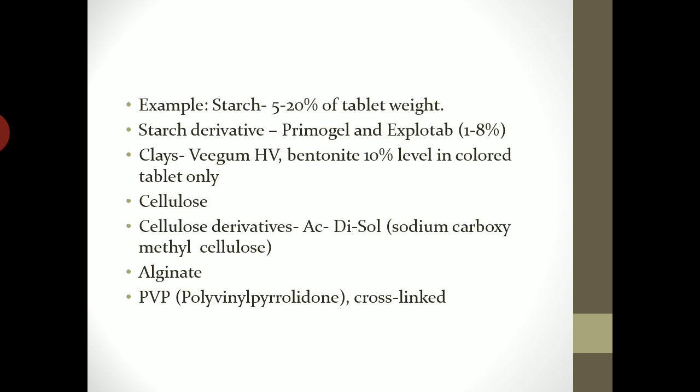Examples of disintegrants are all those materials which have the ability to swell, and the first in this category is starch, which is used in the concentration of 5 to 20%. Then starch derivatives such as Primogel and Explotab. Next to that are clays, Veegum and bentonite. Some cellulose derivatives such as sodium carboxymethyl cellulose, which is available under the brand name Ac-Di-Sol, are used as disintegrants. Next to that are alginate and PVP.